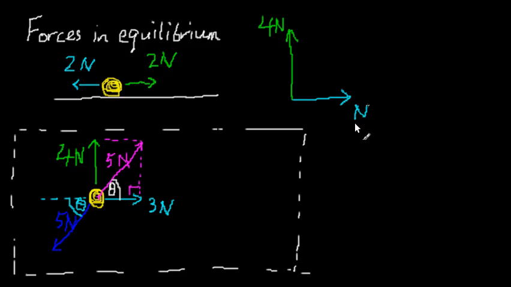So what I'm going to do is imagine taking this 3 newton force and moving it so that its tail touches the tip of the 4 newton vector. I can move this like I move a real object, a real arrow. The only thing is, I'm not allowed to change its direction when I move it.